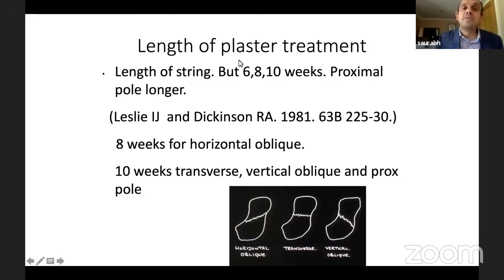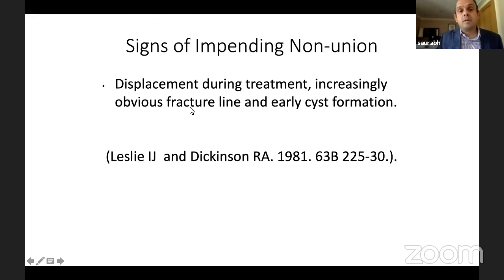Length of plaster treatment. Again, no right or wrong. How long is a piece of string? As I was just telling you, waist I will give 6 weeks. Waist, if somebody's a heavy smoker, I can even give it for 8 weeks. Proximal pole, normally around 3 months. That's the sort of ballpark figure. Then non-union. So we've seen waist fracture, volar approach, proximal pole fracture, dorsal approach.